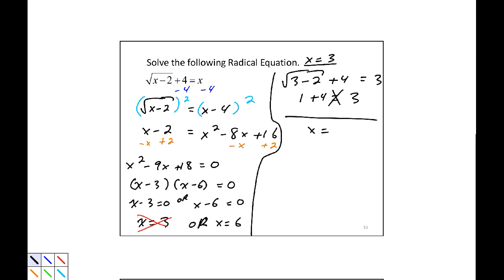Now, x equals 6. We'll try this one out. Hopefully this is better. Square root of 6 minus 2 plus 4 equals our x value, which is 6. So the square root of 6 minus 2, well, that'd be the square root of 4, which is 2, which is true. So our only valid solution is x equals 6.